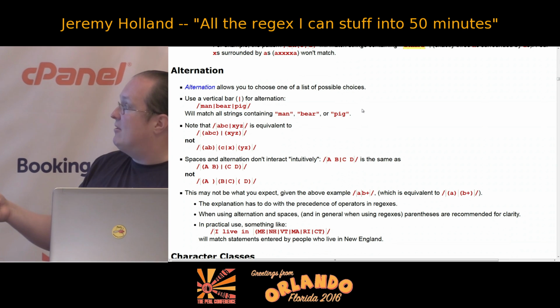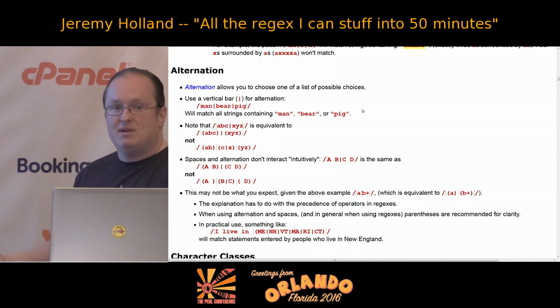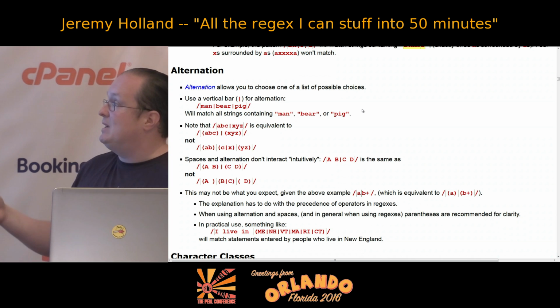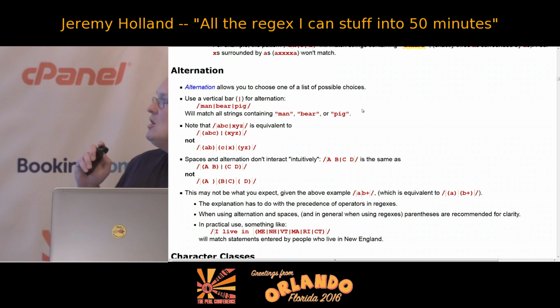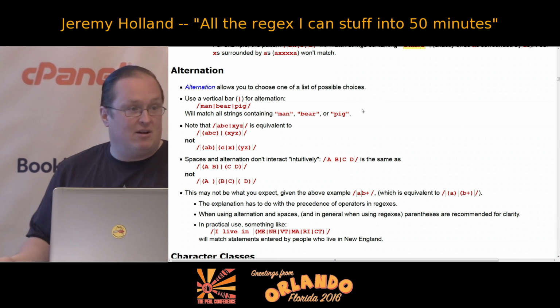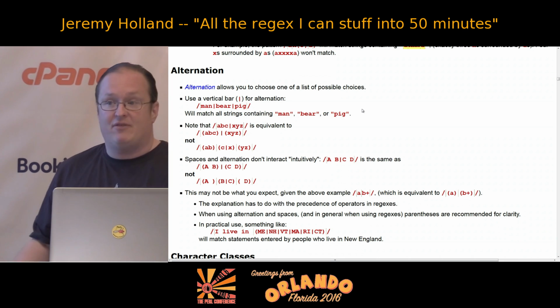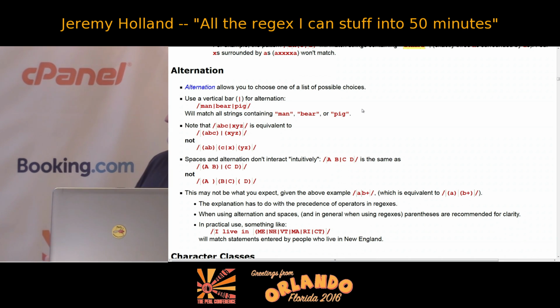So this pattern, A space B, pipe C space D, kind of looks like it might be an A, followed by a B or a C, followed by a D, but it isn't. It's "A space B" or "C space D". To the regex engine, that's very intuitive because spaces are just another character. But to our feeble human brains, that looks maybe not what you'd expect. So always feel free to use parentheses to clarify exactly what you mean.